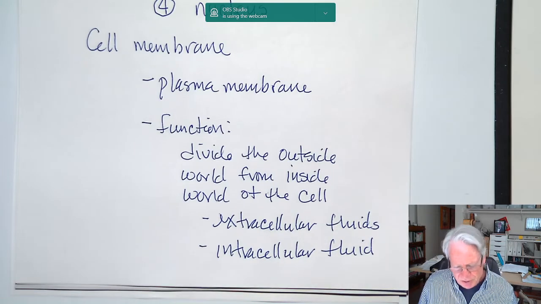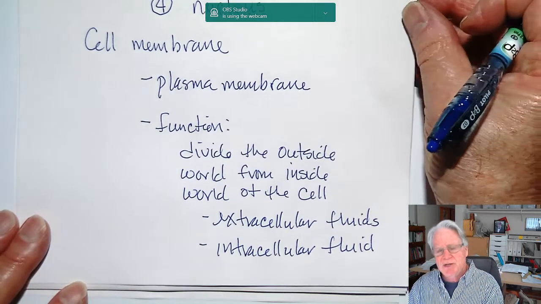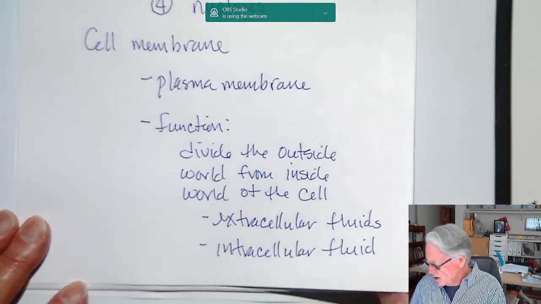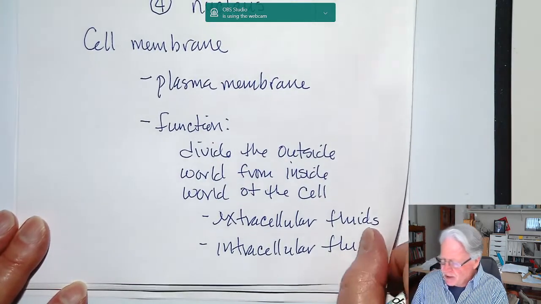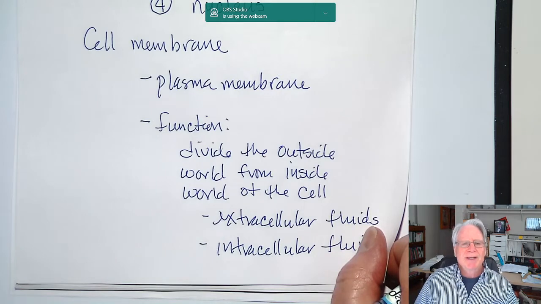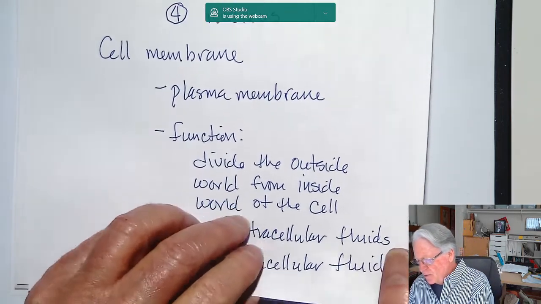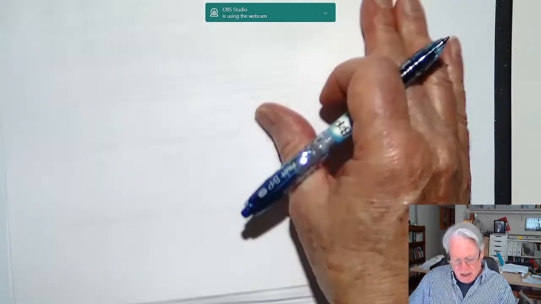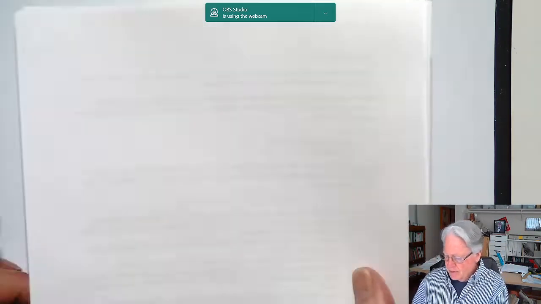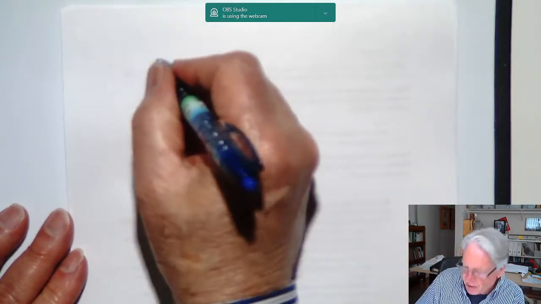So this is the border between the outside world and the inside world, and it has a very complex structure, which we'll talk about, and it really allows the cell to control what happens within the boundaries or the border of the plasma membrane. All right, so that's the membrane. That's one of the four principal parts. The second part that we listed was the cytosol.